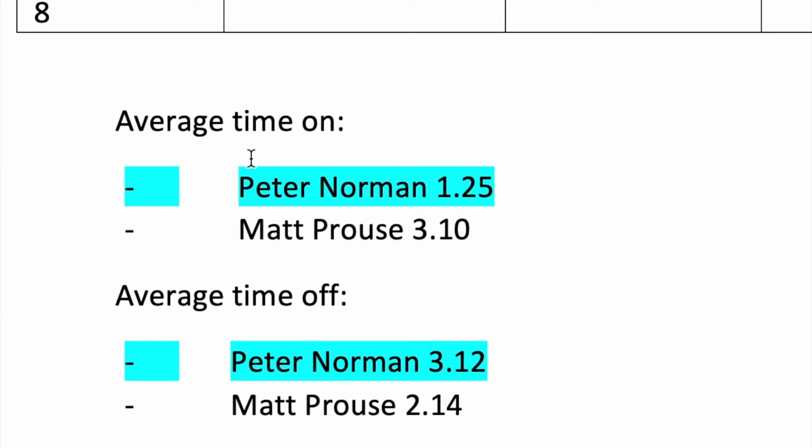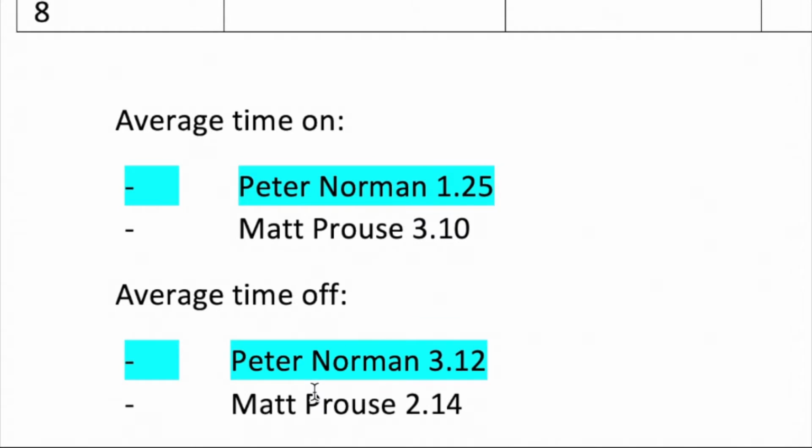A middle's work to rest ratio is 1 to 2, with Norman evidently on the field for an average of 1:25 and off the field recovering for 3:12, which is a significant time period for the middle's recovery to enable them to work repeatedly at high intensity efforts throughout the game.